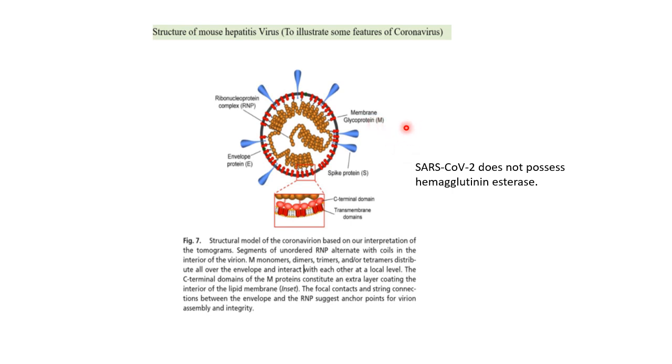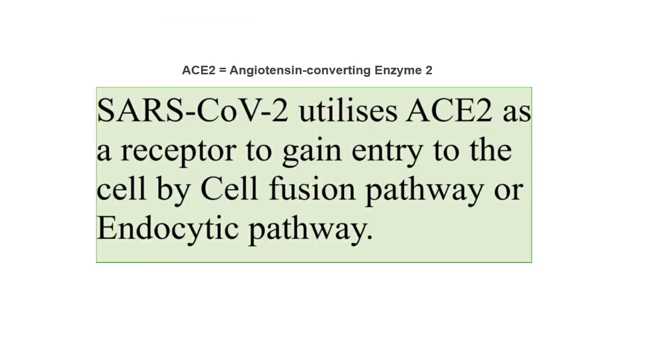This talk is about SARS-CoV-2 virus, and in particular, please note that SARS-CoV-2 does not possess hemagglutinin esterase. SARS-CoV-2 utilizes ACE2 as a receptor to gain entry to the cell by cell fusion pathway or endocytic pathway. ACE2 is the angiotensin converting enzyme 2.